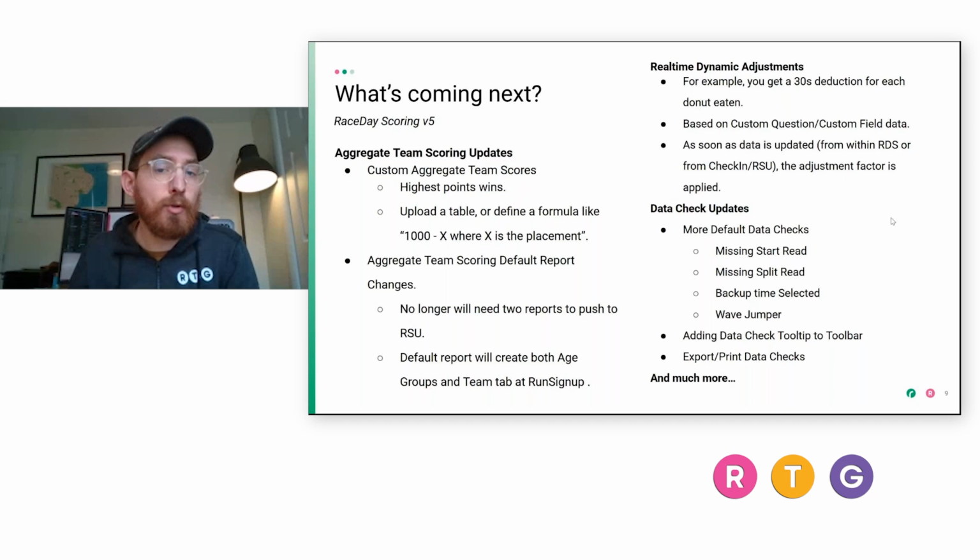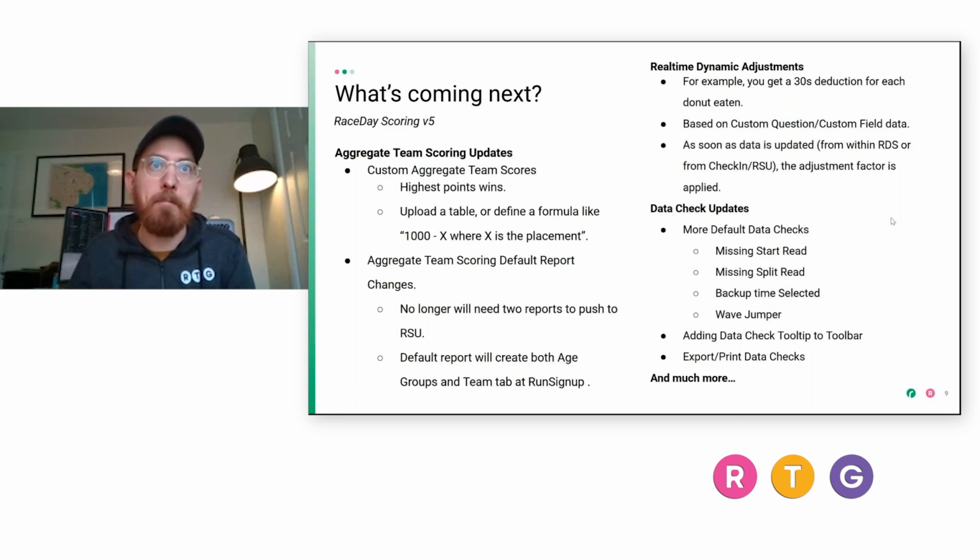Next is this cool feature we're adding. We're calling it real-time dynamic adjustments. So basically, the concept is you get a defined deduction or adjustment based on some other data. The common example is you get a 30-second deduction for each donut you've eaten. So you could base this on a custom question or a custom field. And you can do all sorts of different things.